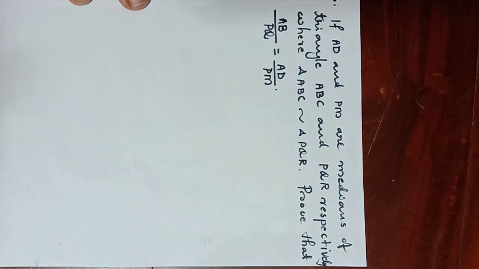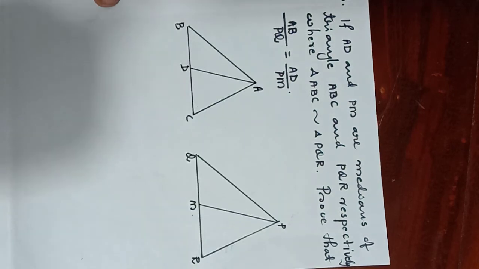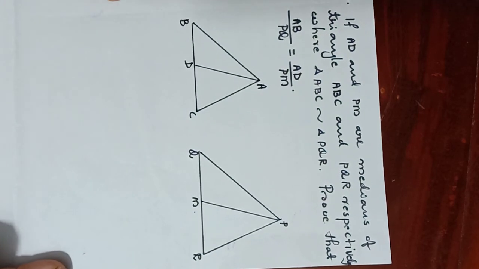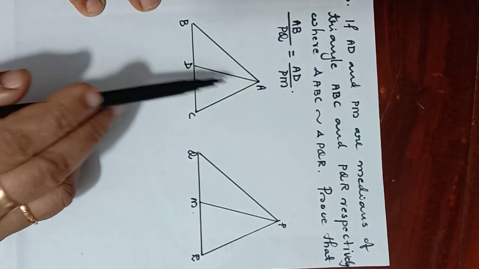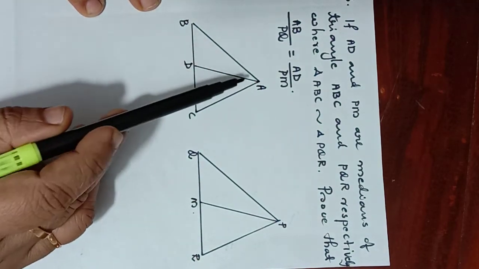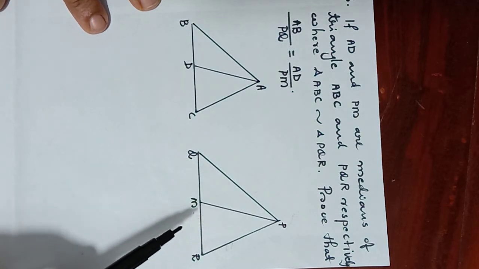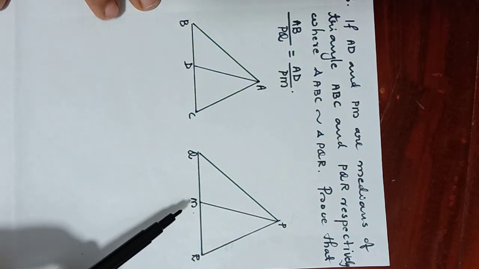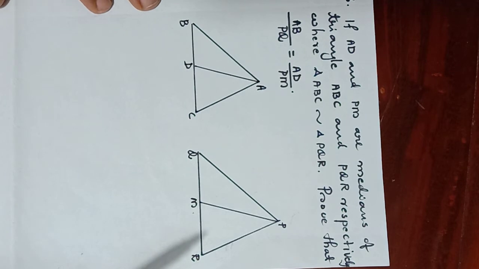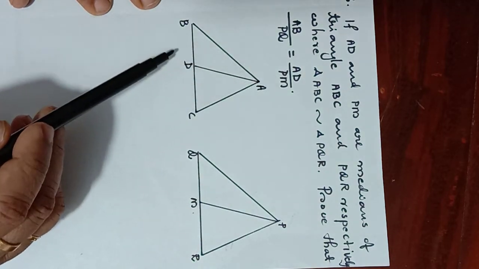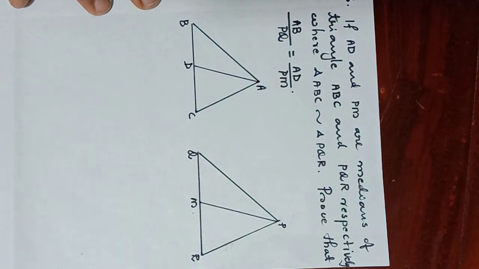So as we have drawn figure, here also we have to draw. Okay children, figure is ready. You can watch the figure. Triangle ABC with AD as the median and triangle PQR with PM as the median. So what are the clues given to us? We are given triangle ABC similar to triangle PQR. Second clue is AD and PM are the medians.